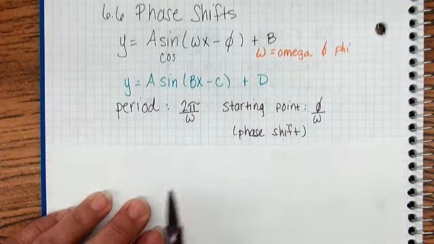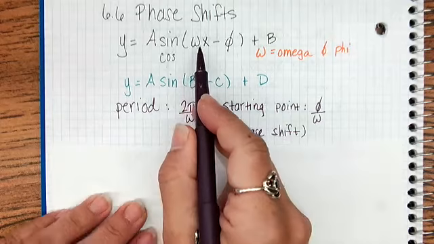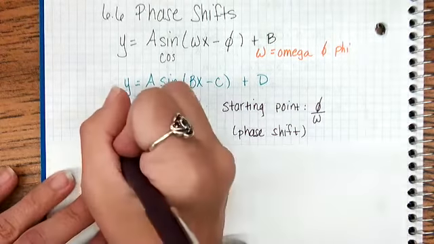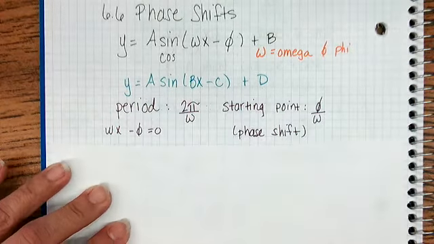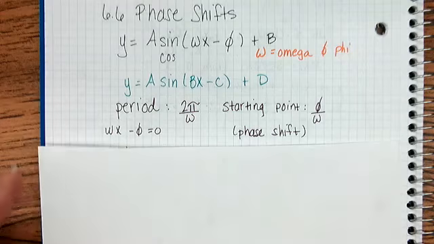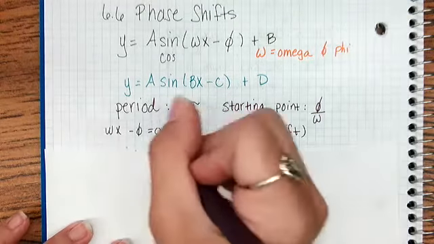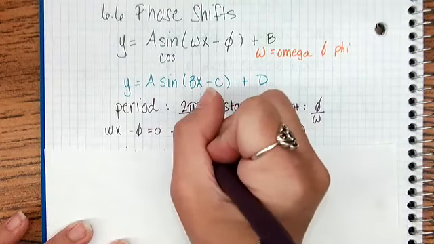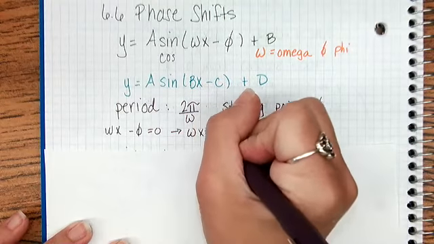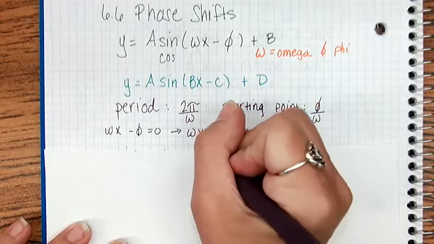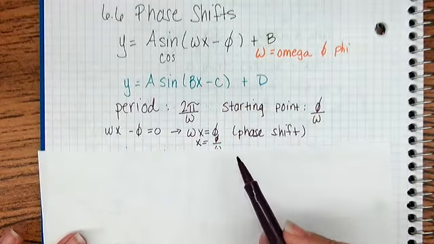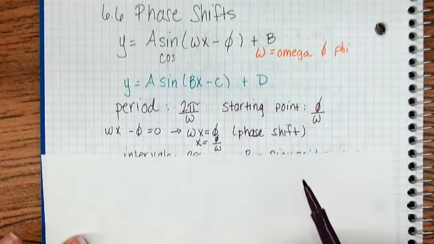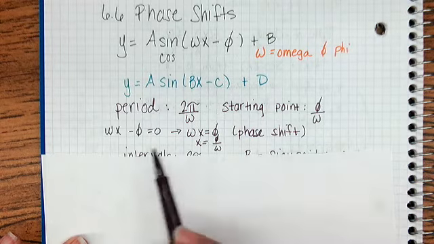And what will we do? We'll set, in this case, omega x minus phi equal to 0. Well, what happens when you do that? When you're trying to solve for x, you get omega x equals phi, divide by omega, and you get phi over omega. And that is the equivalent of your phase shift. Right, left. It used to be called horizontal, now it's called phase.